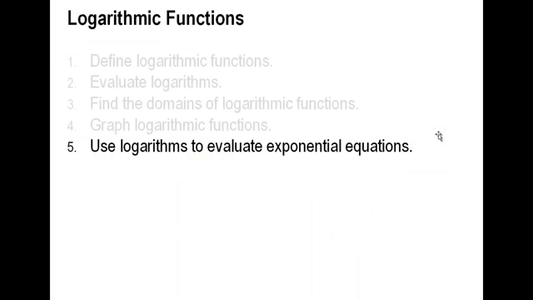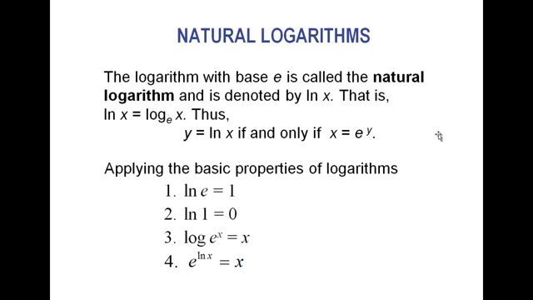Using logarithms to evaluate exponential equations really comes back to the idea that these things are inverses of each other, so we can interchange them. Another example of a common log is e. We've got log base 10, which is called the common log. Another log that is used a lot is base e, and that one actually happens in nature a lot, so it gets the name the natural log.